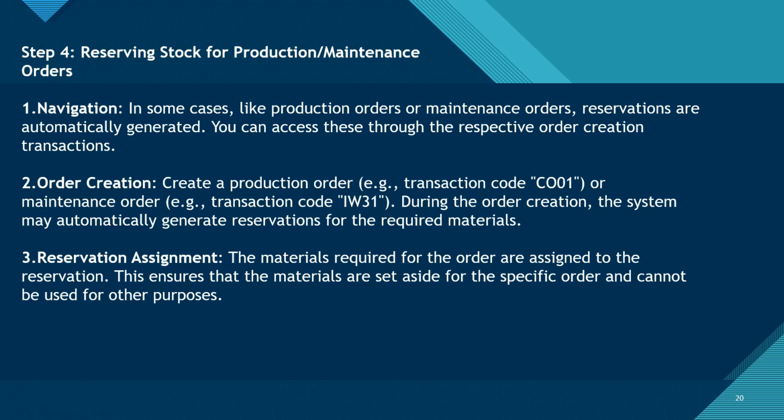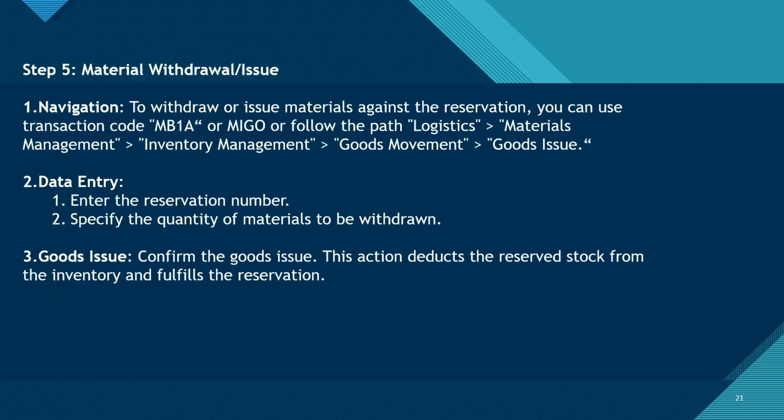Okay, so just go to MIGO, and you have to issue the stocks for the production order. This is one step which I'll show you. For material withdrawal or issue, if you are giving materials or want to issue materials for a cost center, then you have to go to the issue part.